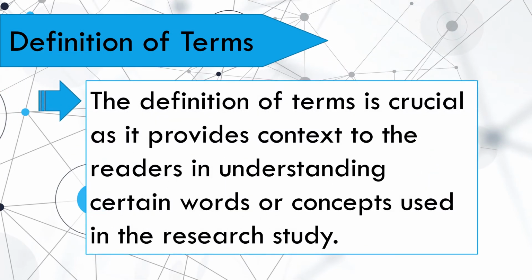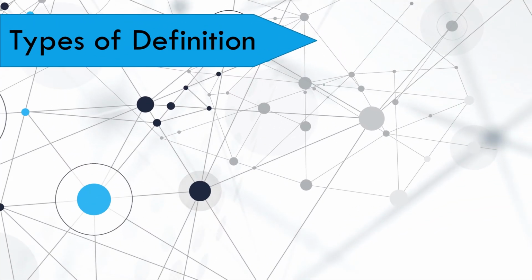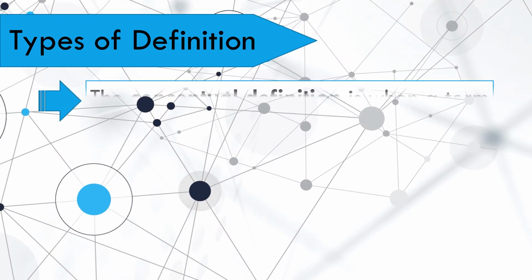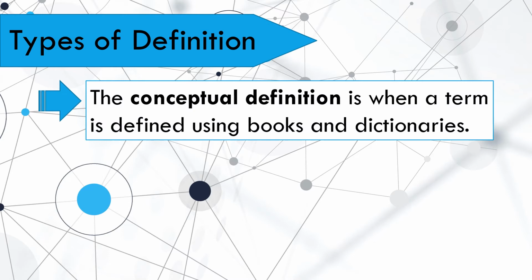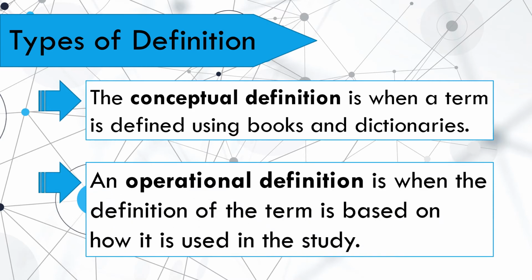The definition of terms is crucial as it provides context to the readers in understanding certain words or concepts used in the research study. Types of definition. The conceptual definition is when a term is defined using books and dictionaries. An operational definition is when the definition of the term is based on how it is used in the study.